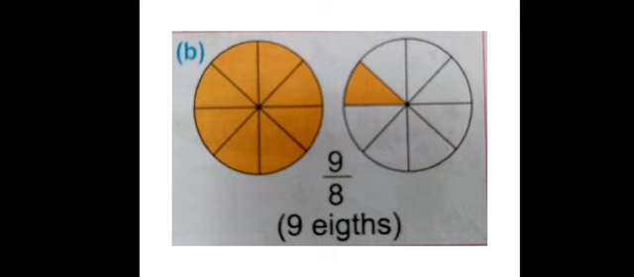Looking at this one circle, it's being divided into 8 parts and the other one is also divided into 8 parts. Out of the parts, you will see that 9 are shaded. That is what we know as 9/8. Hope you got that now.